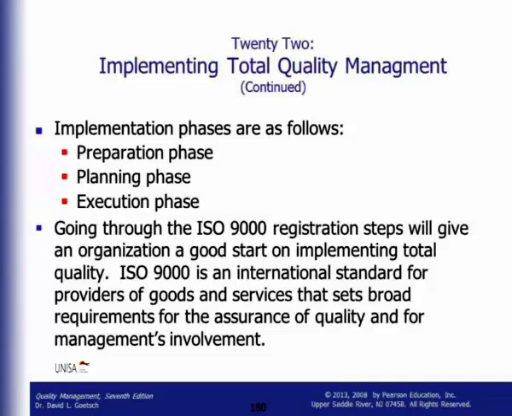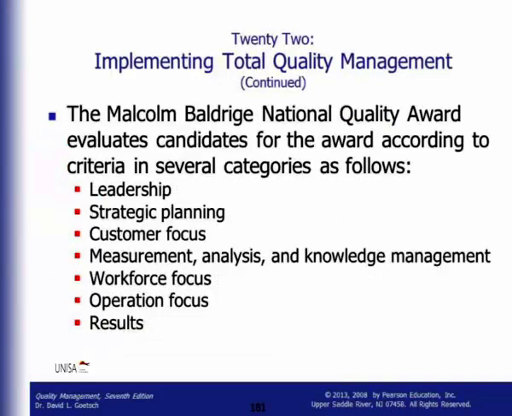ISO 9000 is an international standard for providers of goods and services that sets broad requirements for the assurance of quality and for management's involvement. The Malcolm Baldrige National Quality Award evaluates candidates for the award according to criteria in several categories as follows: leadership, strategic planning, customer focus, measurement, analysis and knowledge management, workforce focus, operation focus, and results.